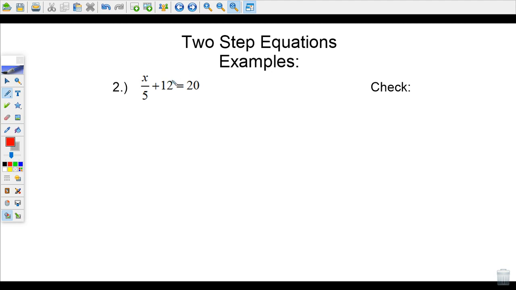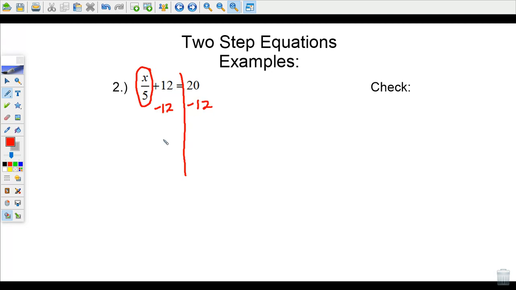Here's another one. Start by drawing our line. Now let's think of where the gift is. The gift is the variable, so this term right here is the gift. I can't get to the gift until I get rid of what's outside of it. So I've got to get rid of this plus 12. To do that, the inverse of adding 12 is subtracting 12. Do it to both sides.